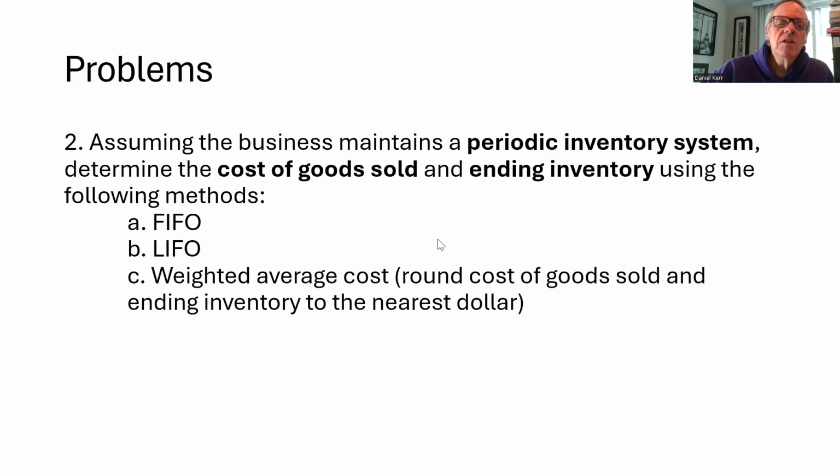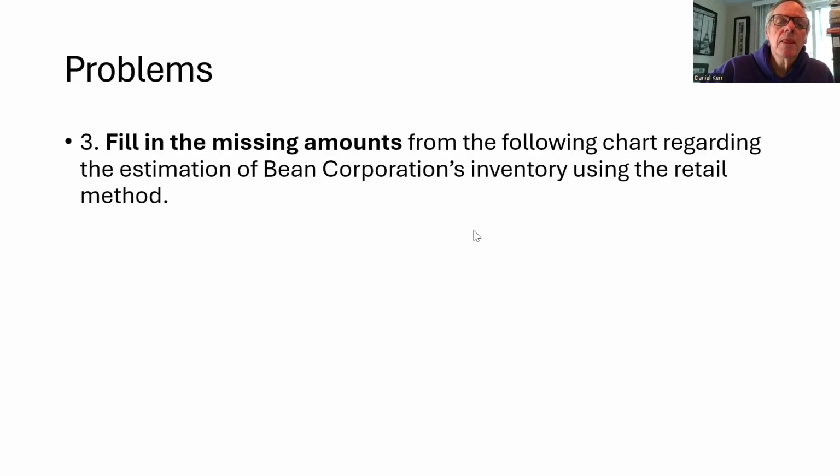But I need to not only see cost of goods sold and ending inventory for FIFO, LIFO, and weighted average, I need to see some type of analysis that you did to arrive at those answers. Remember, we're using the periodic inventory system, and I need to see both cost of goods sold and ending inventory for FIFO, LIFO, and weighted average. So I expect to see parts A, B, and C, and I expect you to not only give me numbers, but show the work that gave rise to those numbers.